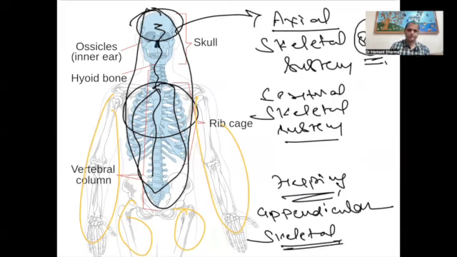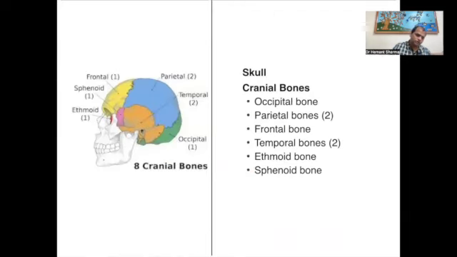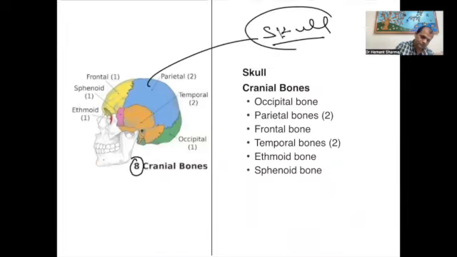Appendicular. This is our appendicular skeletal system. We have 126 bones in this part, these are the other, attached bones. So we talk about the skull. The skull is a very important part. In the skull, we have a total of 8 bones. Now let's talk about the skull.